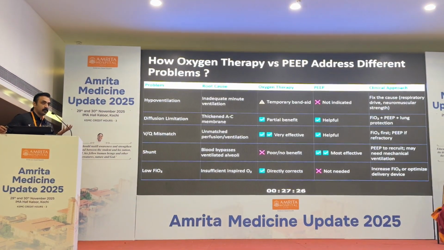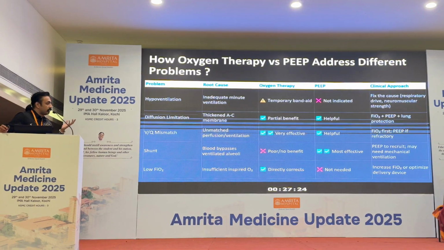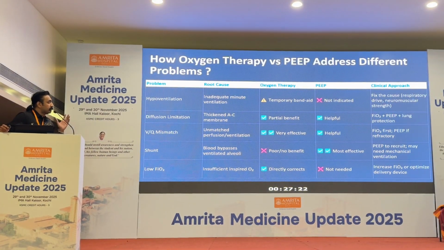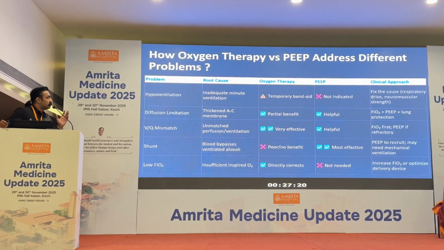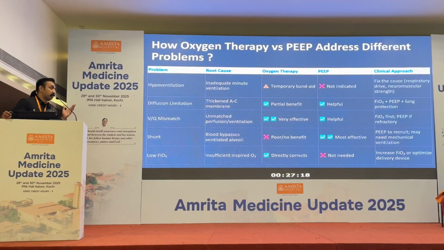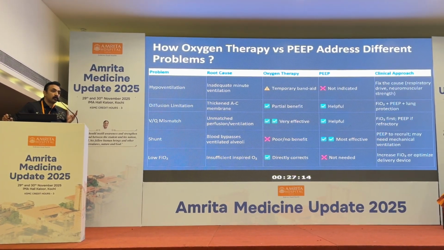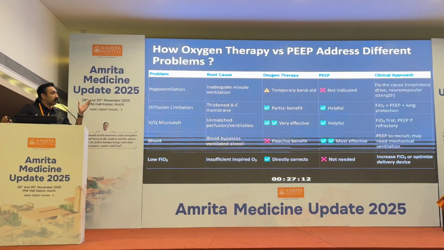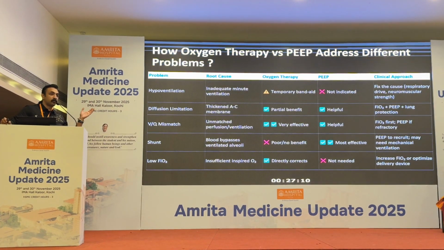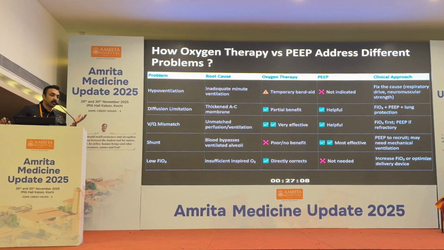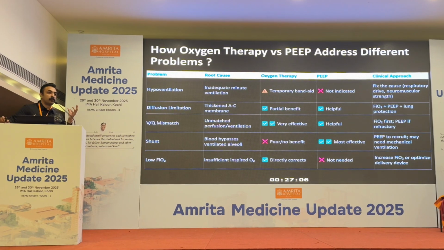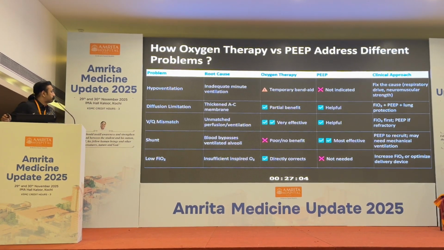So when to use what? If you have a hypoventilation, theoretically we say that oxygen could be a temporary band-aid and even PEEP may not be indicated. But there is a small caveat right there, right? Here we are talking about a primary neurological reason which is causing hypoventilation. But again, a patient with obesity hypoventilation, again some role of PEEP is there to keep the alveoli open.